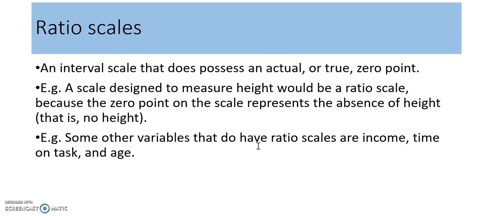Ratio scales are just like interval scales, but they possess a zero value. For example, a scale designed to measure height would be a ratio scale, because the 0 point on the scale represents the absence of height. There is no height.